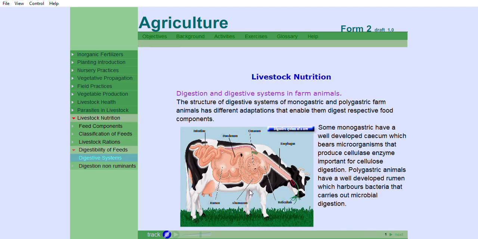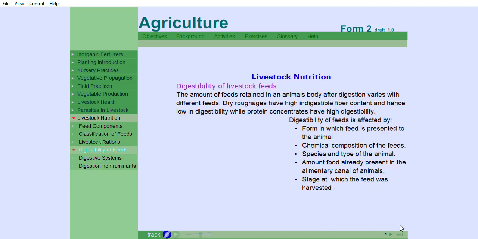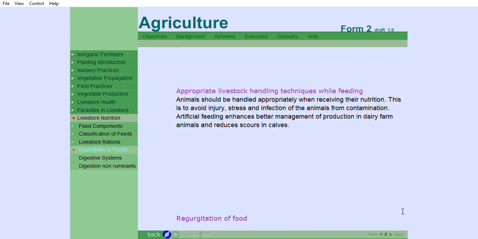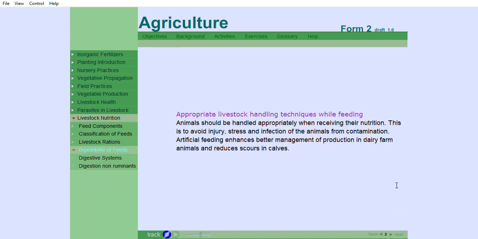Digestion and digestive systems in digestibility on livestock feeds. Appropriate livestock handling techniques while feeding. Animals should be handled appropriately when receiving their nutrition. This is to avoid injury, stress, and infection of the animals from contamination. Artificial feeding enhances better management of production in dairy farm animals and reduces cows in calves.